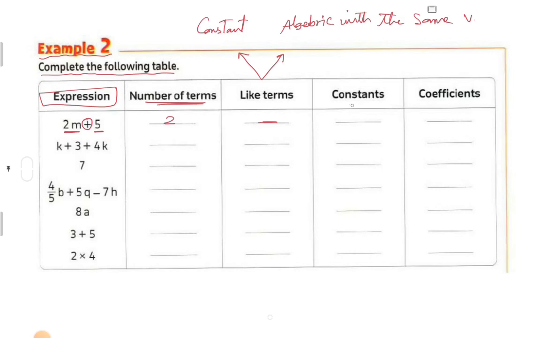Now constant, where is the constant here? A constant is without any variable. Here we have a variable, but here we haven't any variable, so 5 is a constant. Coefficient, we said that a coefficient is a number multiplied by a variable. Where is the variable? m. Where is the number multiplying it? 2. So 2 is the coefficient of m.